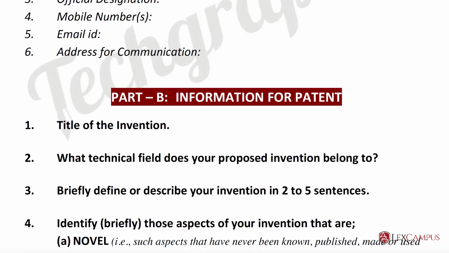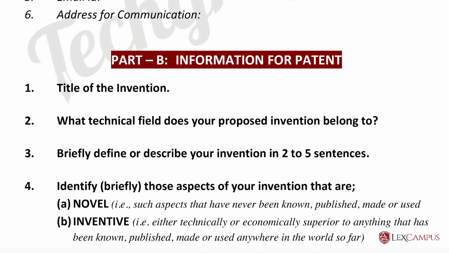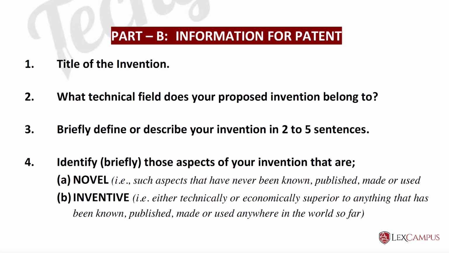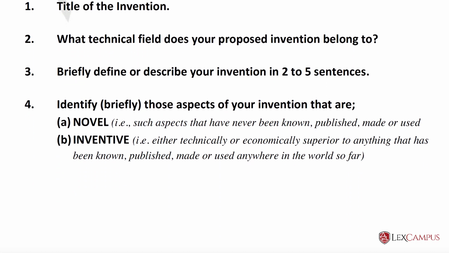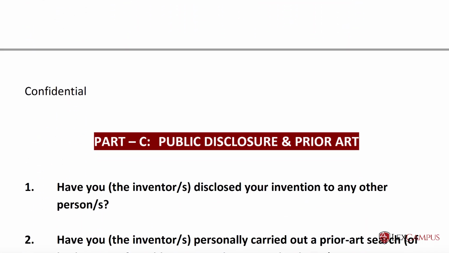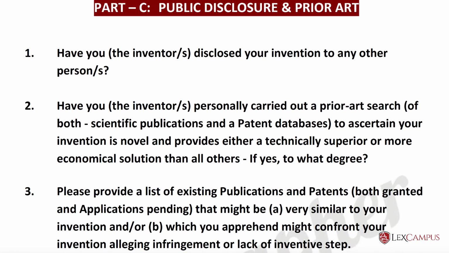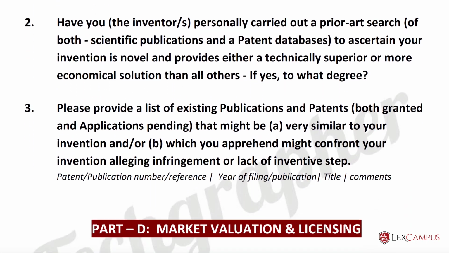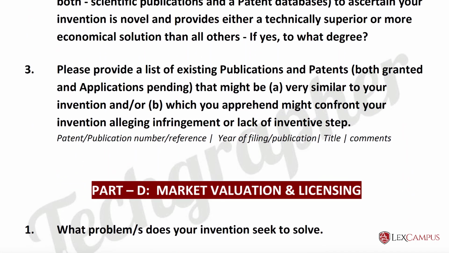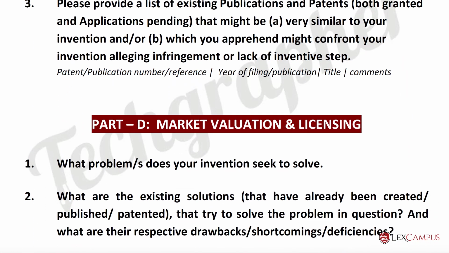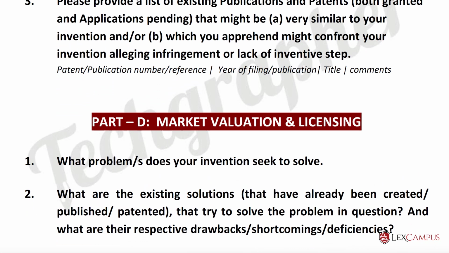Now, information about the patent: title of the invention, which technical field the invention belongs to, brief description, the novel feature, the inventive feature, and part C, public disclosure and prior art, whether the inventor knows some prior art, and you will find whether there are scientific publications or patent databases, whether there are granted patents on it. And part D, this is entirely additional information which some disclosure forms may request from the inventor: market valuation and licensing.